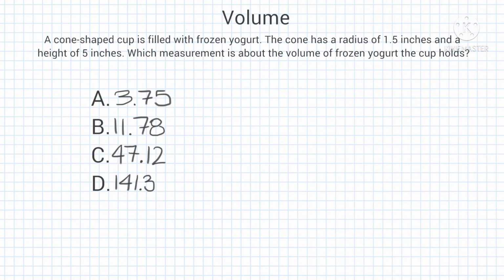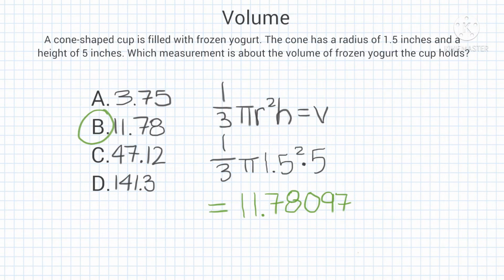Next, we have a volume question. For this, we need to find the volume of a cone. Well, the formula was given to us in the beginning of the book, so we can just flip back and look at that. The formula for the volume of a cone is 1/3 times pi times the radius squared times height. If we input our radius and height into that equation, we get 11.78097. Round that down to option B, which is 11.78.